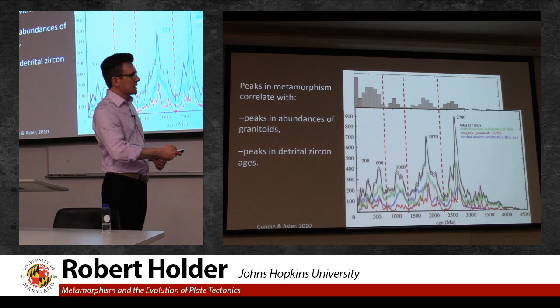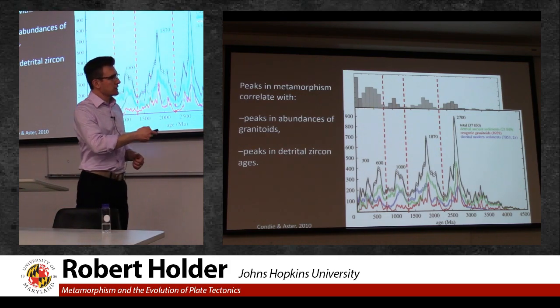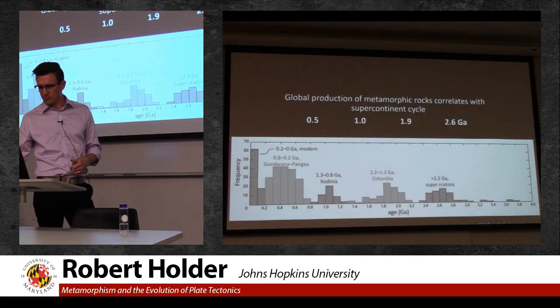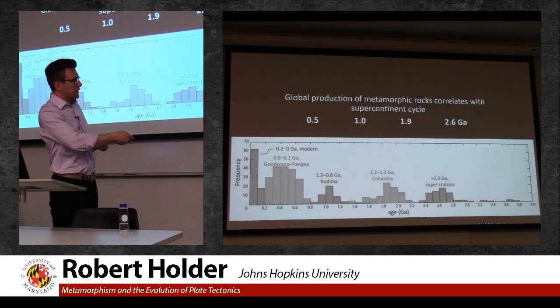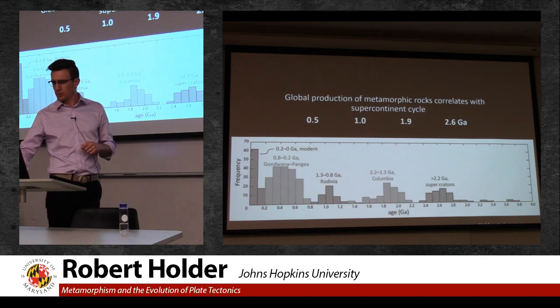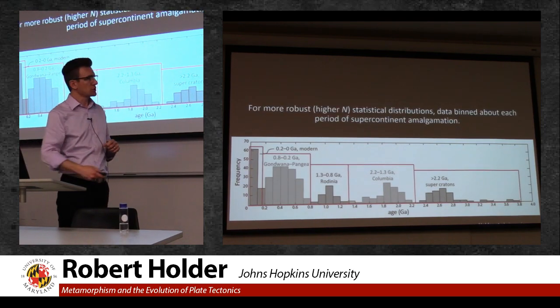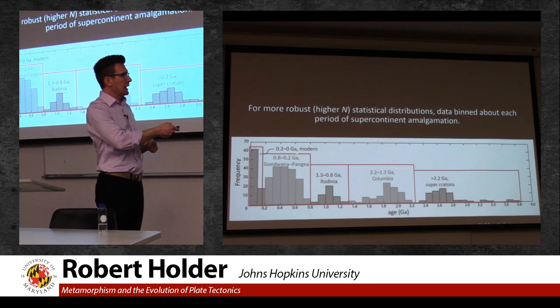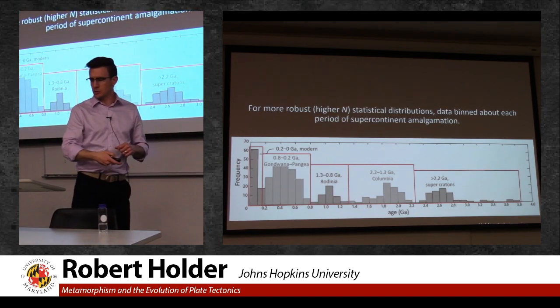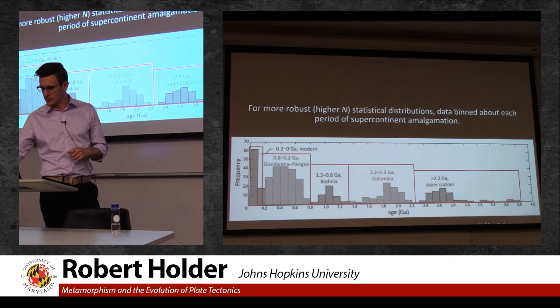And what we see is that there are consistent peaks defined in these data sets that match up very well with the ages of metamorphism through time. So we're going to interpret this to be the supercontinent cycle. And so rather than looking at the record continuously, to provide more statistically robust interpretations, we're going to look at supercontinent cycle to supercontinent cycle. How does the distribution change? What does the distribution look like?